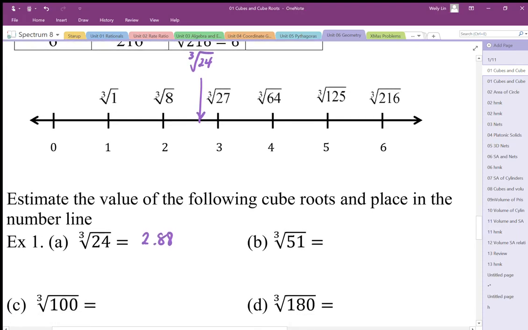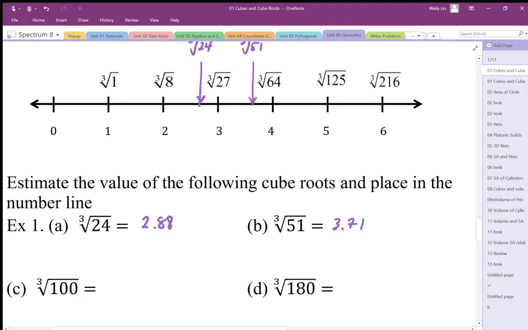So for the cube root of 51, we know it's got to be a bigger cube than 27, smaller cube than 64. So our side length has to be between 3 and 4. So I'm going to put that somewhere in here, the cube root of 51. And then I'm going to check that on my calculator. The cube root of 51 is going to be about 3.71. It's 0.8 something, and we know it continues. I'm going to round that to about 3.71.